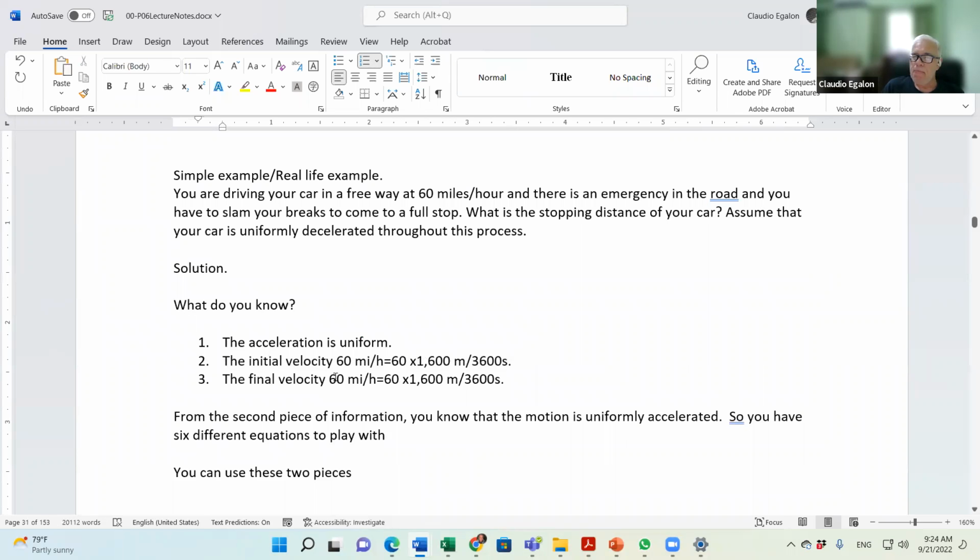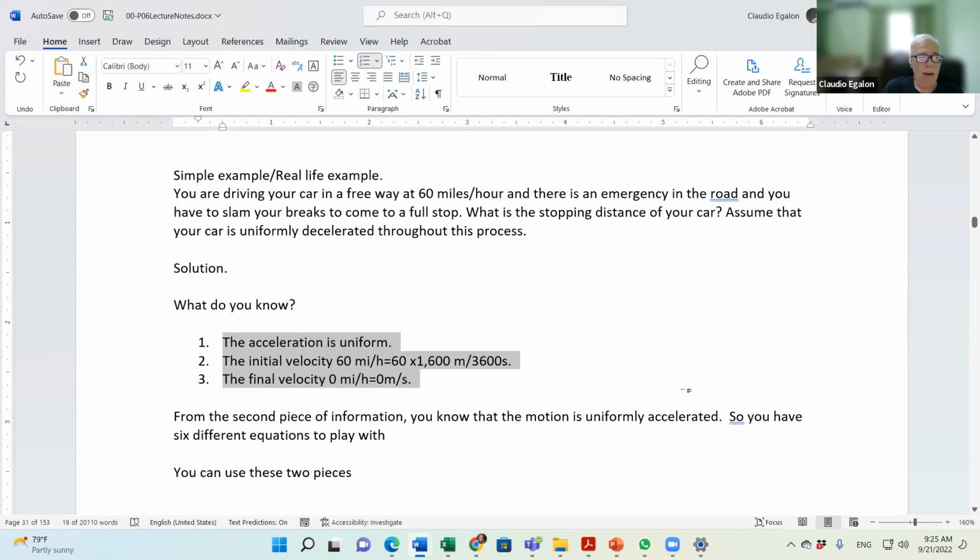Think about this problem. You're driving at 60 miles per hour. Yeah, here you go. It's 0, right? Good, Bethany. 0 miles per hour, which ends up being 0 meters per second. So the key to solve a problem is to find out what information is available, okay? So you have those three pieces of information right in here.